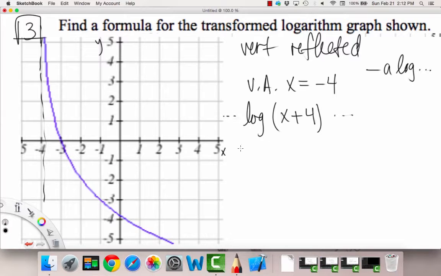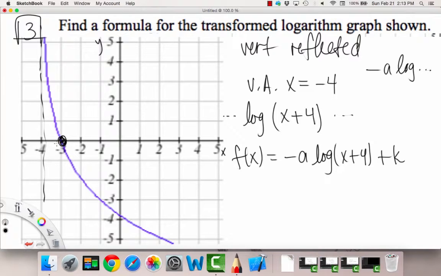Okay, so now we can start piecing together the overall formula. We have f of x is equal to negative, that comes from the vertical reflection part, a, because we don't know how much it's being scaled by, vertically stretched or compressed, log of x plus 4, and then plus a k. Now we're going to find an easy point on our graph to plug in and see if we can figure anything else out about a and k.